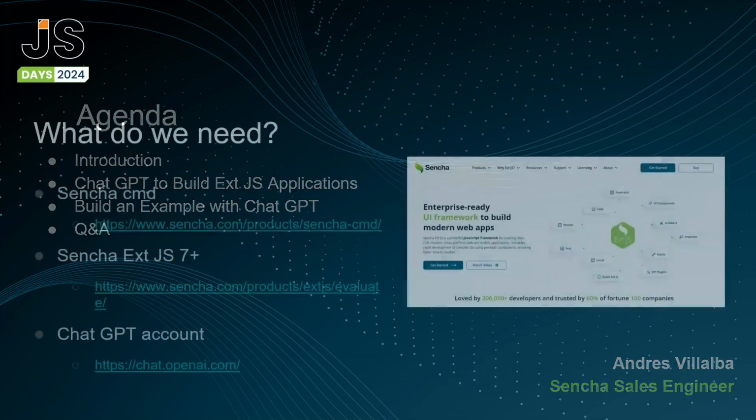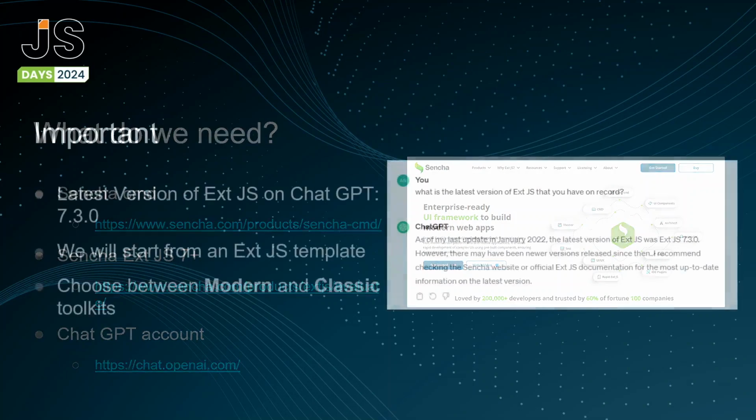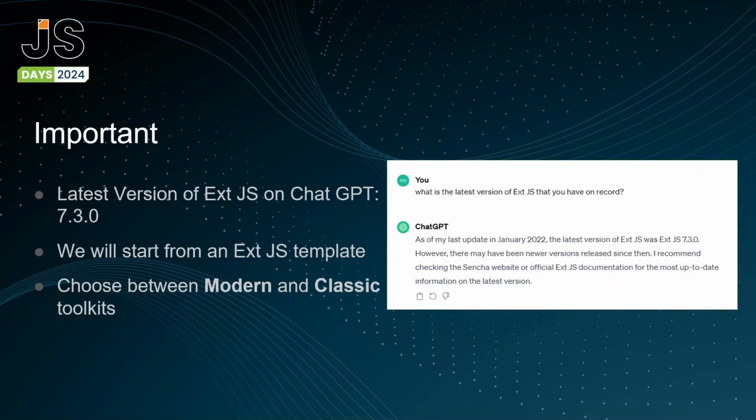at the end. Before we start, please keep in mind we need to download Sencha Command if we're using the trial version. If we're using the commercial version, we need the Ext JS SDK, and also we need a ChatGPT account. It is also important to keep in mind that we're going to use ChatGPT 3.5, which means it was updated in January 2022. And back then, the version that Ext JS had was 7.3.